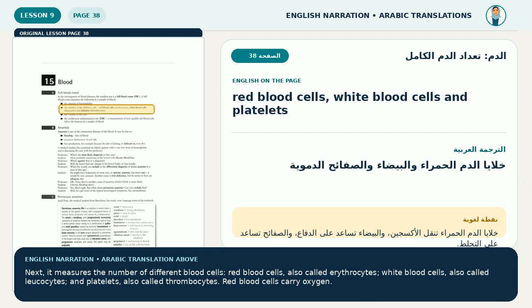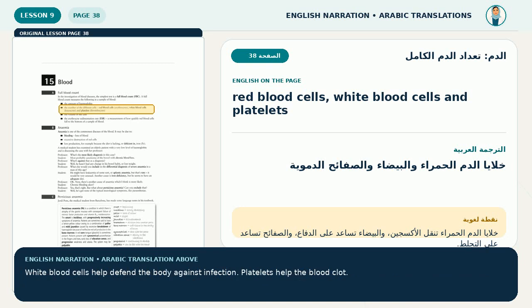Next, it measures the number of different blood cells. Red blood cells, also called erythrocytes, white blood cells, also called leukocytes, and platelets, also called thrombocytes. Red blood cells carry oxygen. White blood cells help defend the body against infection. Platelets help the blood clot.